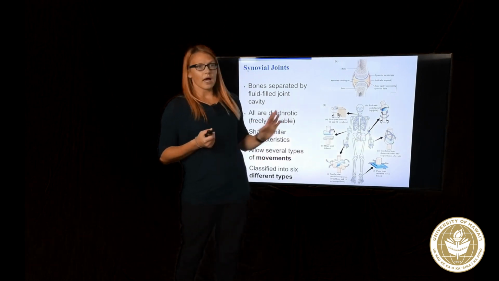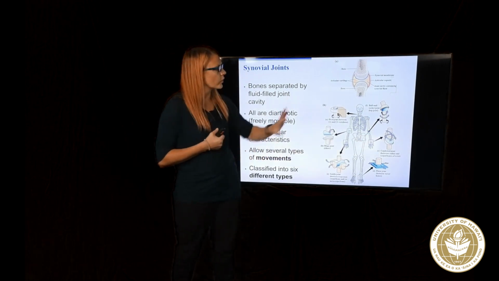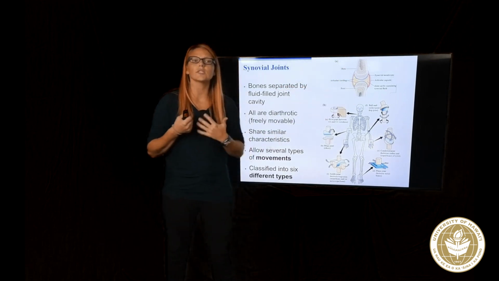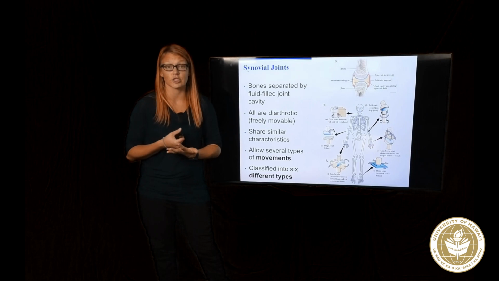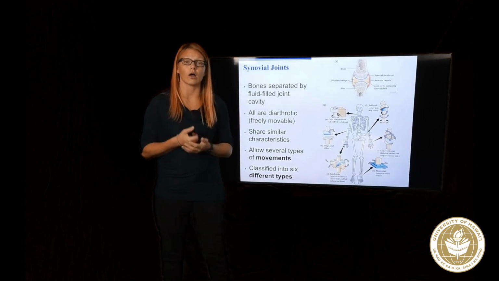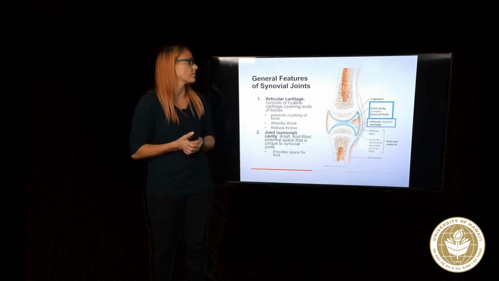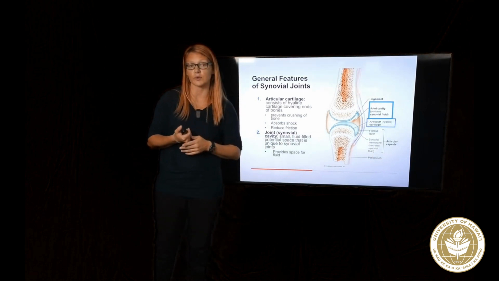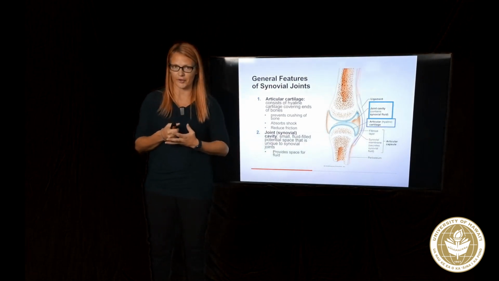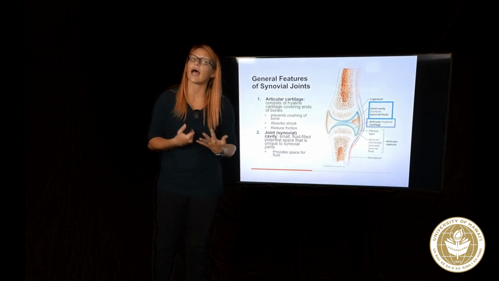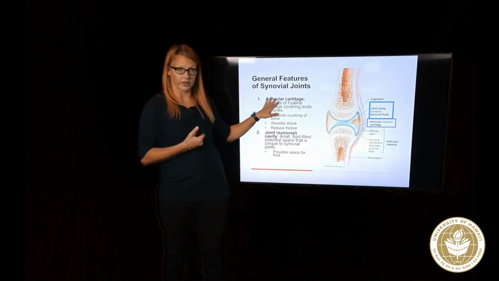So on the next slide, we're going to focus more on this diagram here, looking at that joint cavity. We're going to talk about the 6 general features that are shared by all of our synovial joints. So again, we're going to go through the different general features of synovial joints. It'll take us a few slides to get through all these. So the first feature I want to talk about is they all have articular cartilage.